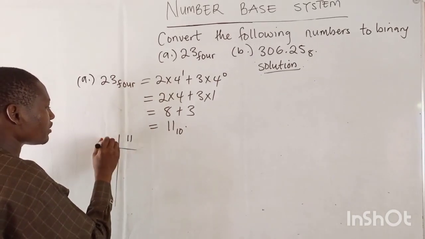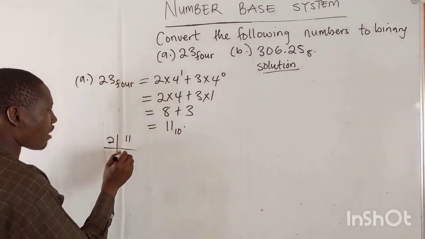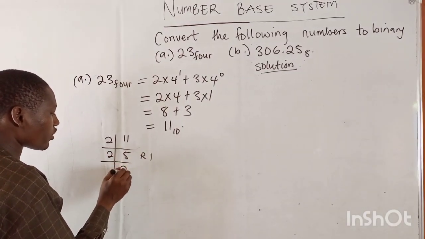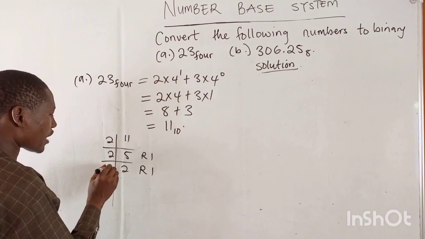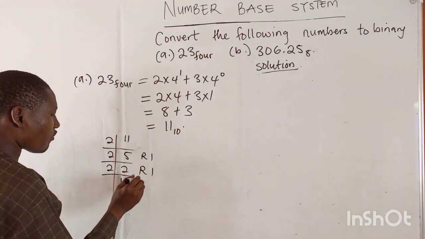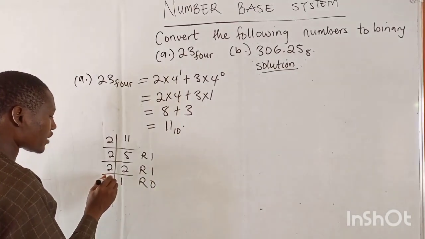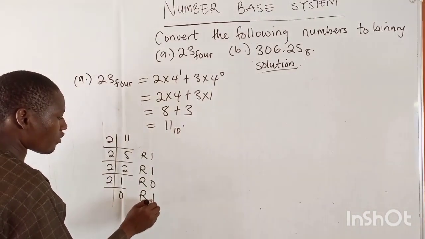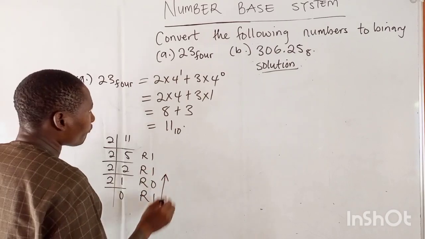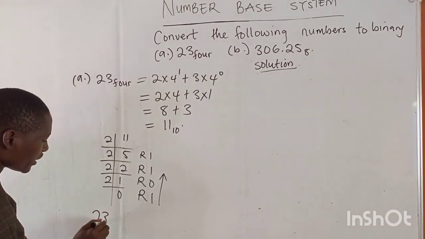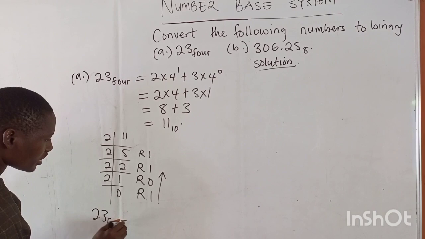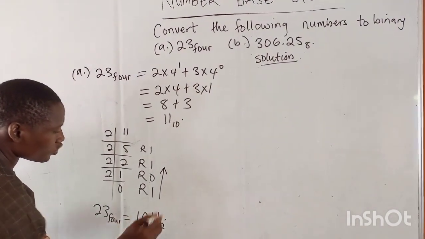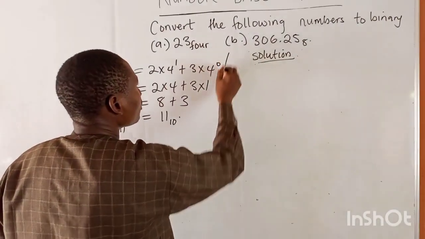Now 11 divided by 2, we have 5 remainder 1. And 5 divided by 2, we have 2 remainder 1. And 2 divided by 2, we have 1 remainder 0. And 1 divided by 2, we have 0 remainder 1. Now 23 base 4 is equal to 1011 base 2.